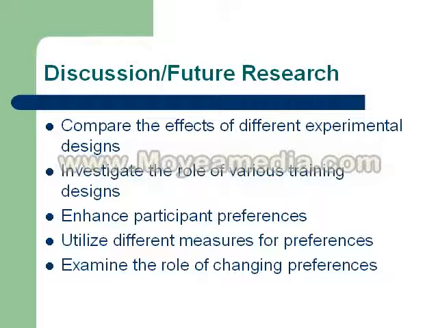Directions for future research. Future studies could compare the effects of different experimental designs relating to the formation of equivalence classes. They could also investigate the role of various training designs. This study used a linear series design, but many-to-one and one-to-many designs could also be used. Future studies could also add more components to enhance participant preferences, and these could be assessed before beginning the protocols. Future studies could utilize different measures to gauge participant preferences as well. Furthermore, future studies could examine the role of changing preferences with different availability of variously preferred protocols. There was some evidence of substitutability between high and low preferred protocols in this study.